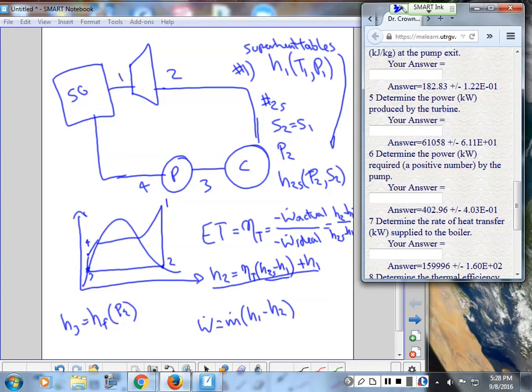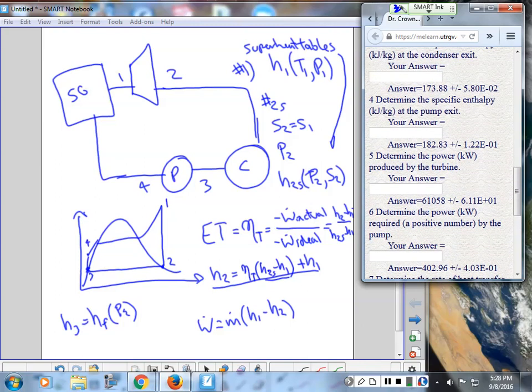is to determine the specific enthalpy at the pump exit. All right, so how do I get that? At the pump exit, right here, there's a number of ways to do it, but the work for the pump, if it's isentropic, is V delta P, so delta H for the pump. That's if it's isentropic. So H4 would equal H3 plus V3 times P4 minus P3.